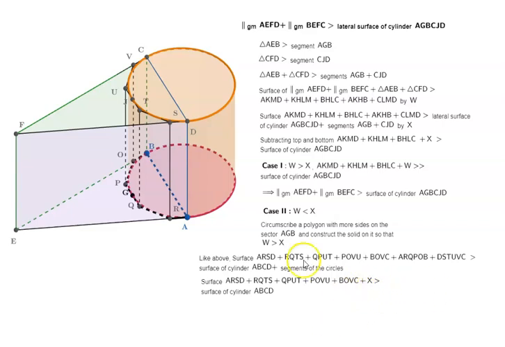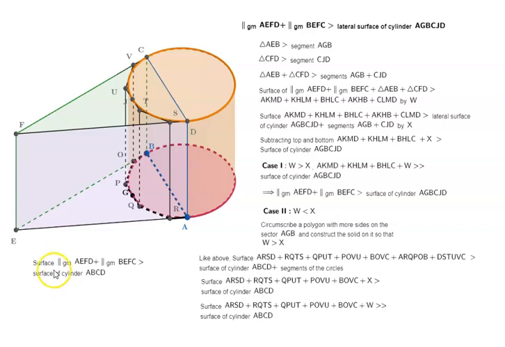Now here X is the difference between the surface area of the polygonal solid and the cylindrical surface area, or the lateral surface area of the section of the cylinder. So remember, W we made greater than X. So if we substitute X with W, then this area will become much greater than the surface of cylinder ABCD. What is this? ARSD plus RQTS plus QPUT plus POVU plus BOVC plus W. That is nothing but our solid, the entire solid.